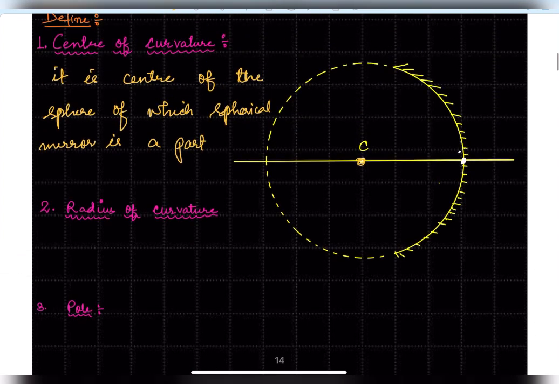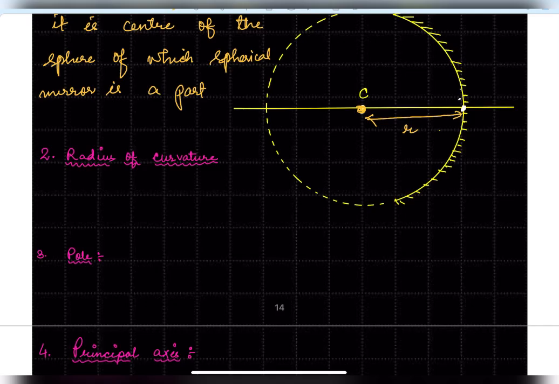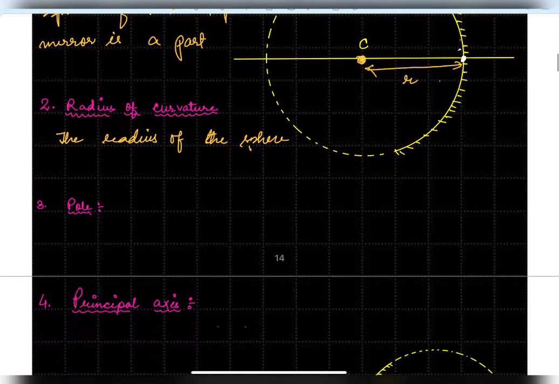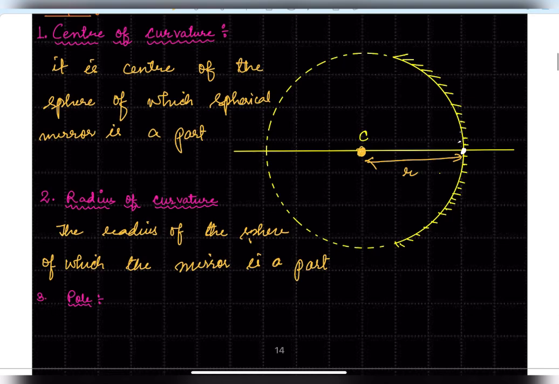Radius of curvature. Now if you have taken this center, then it will have some radius, right? This is the radius, so this is called radius of curvature. What do you mean by radius of curvature? The radius of the sphere of which the mirror is a part. I hope you can understand this. In this sphere, this is the center C and this is the radius R. This is called radius of curvature.